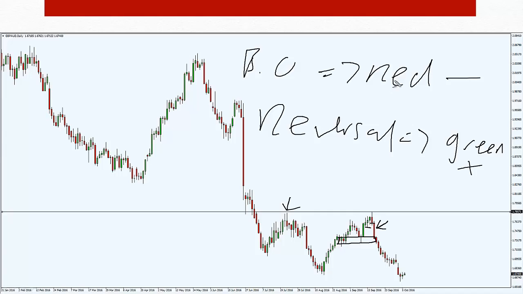So the breakout traders, if they take the loss, good, right? They cut their losses and move on. But reversal traders, right? As the market goes lower and lower, it becomes more and more profitable for them.